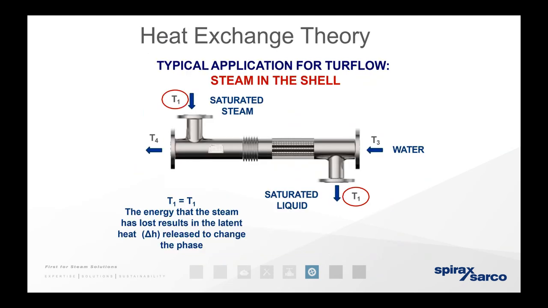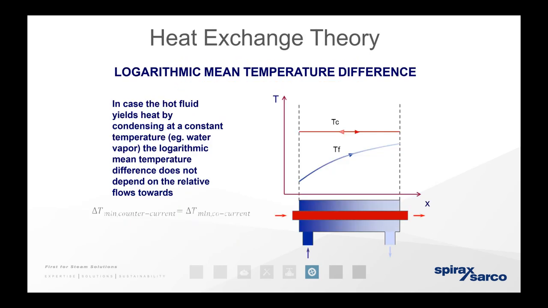So, a typical application for a shell and tube heat exchanger with steam. We've got saturated steam T1 and T1 at the bottom there, saturated liquid. So you've got the energy there, T1 equals T1. The steam has lost energy in the form of latent heat. It has gone from saturated steam to a liquid, so it's given up its enthalpy, given up its heat and changed phase. Have we got any questions? I don't know if I've given enough of a gap there.